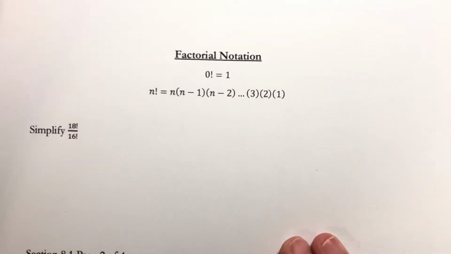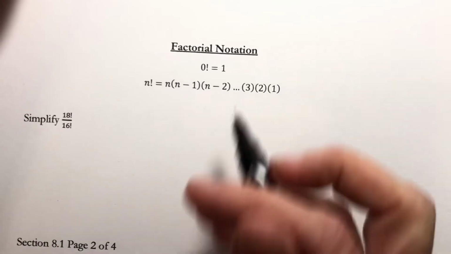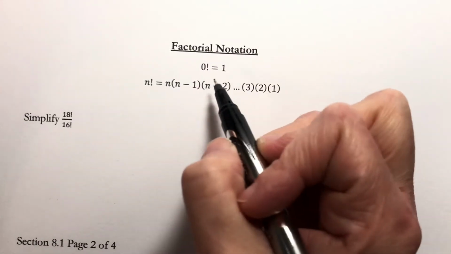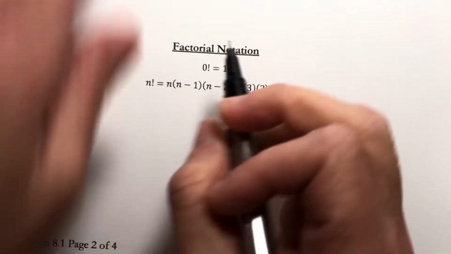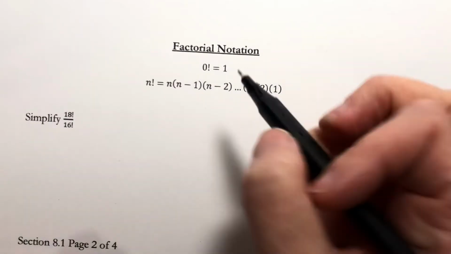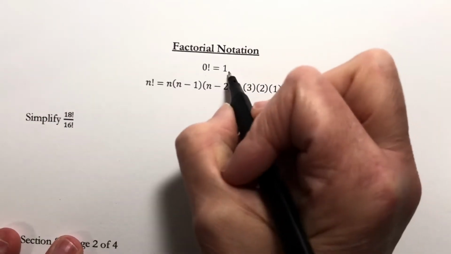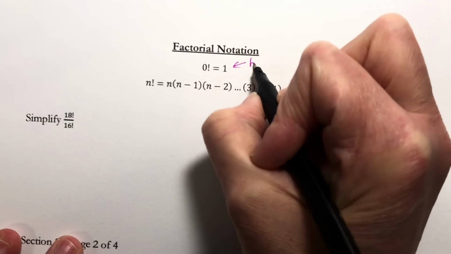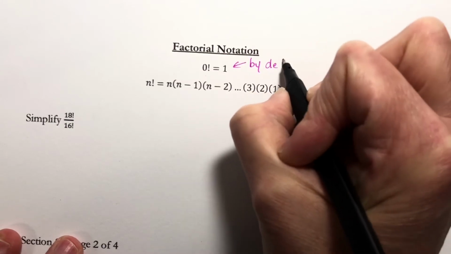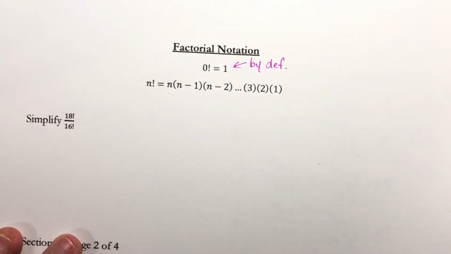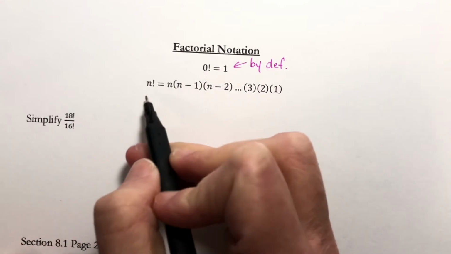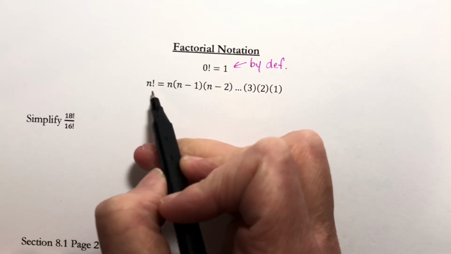Okay, so now let's talk about factorial notation. We use the exclamation point for factorial notation. Now, by definition, 0 factorial is equal to 1. This is by definition. Okay? Now, here's how normal factorial notations work.